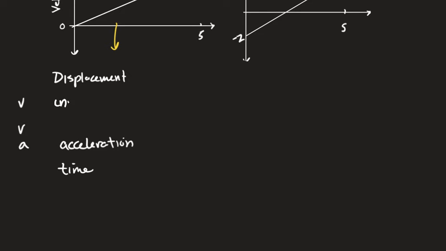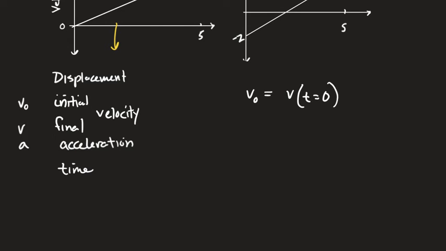We're not going to do that in this class, although we will have an initial and a final, and they're both velocities. We're going to put a V with a small circle here to indicate initial velocity, and then just a V by itself to indicate final velocity. The symbology here is to indicate that V naught is actually V when time equals 0. So it's a shorthand for saying that.